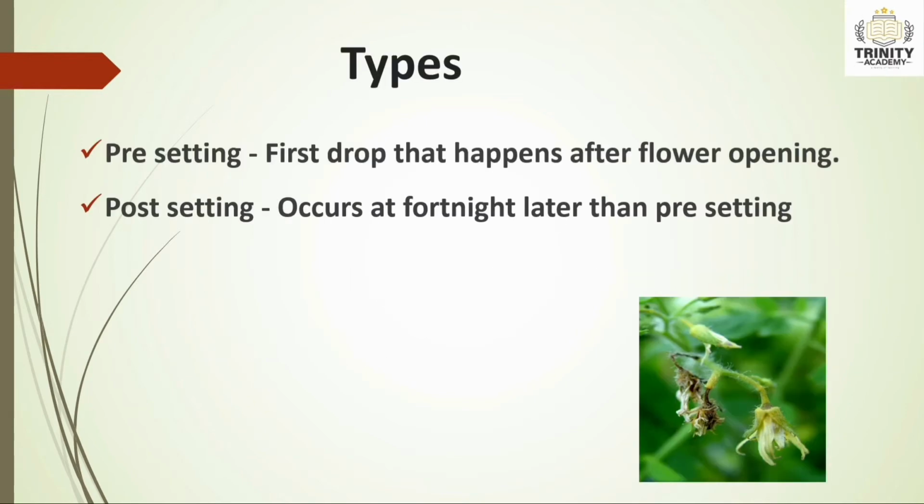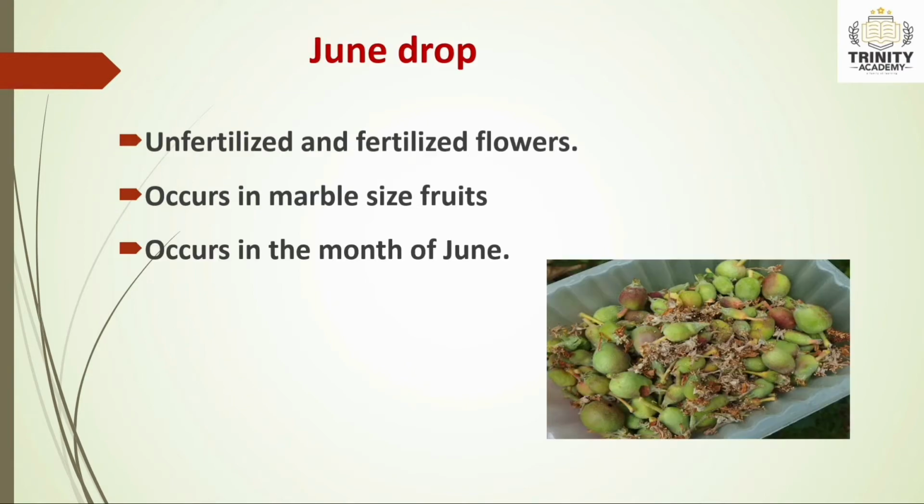Based on stage of plant at which fruit drop happens, there are 4 types of fruit drop. First one is pre-setting. Here setting denotes flowering, which means it occurs at earlier stage after flower opening. Post-setting means it occurs after fortnight than pre-setting, that is after 2 weeks or 15 days of flowering. Next one is June drop.